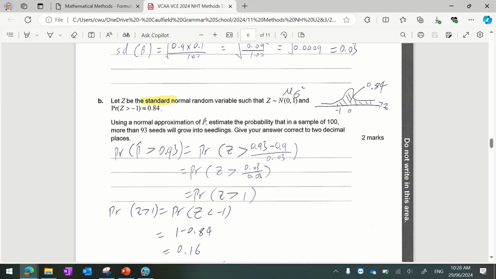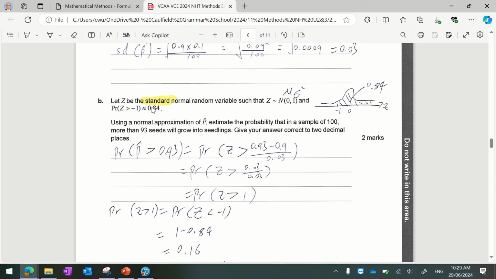Right, standard normal. You should know that as long as the word standard comes out, it means the mean is 0 and the variance and standard deviation, they're both 1. It also tells you that Z bigger than -1 is 0.84.